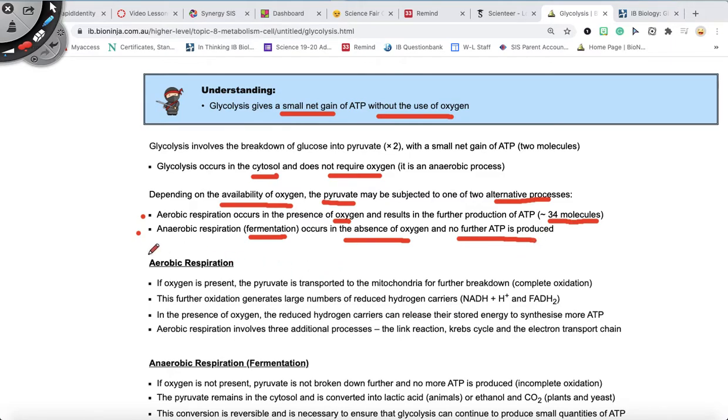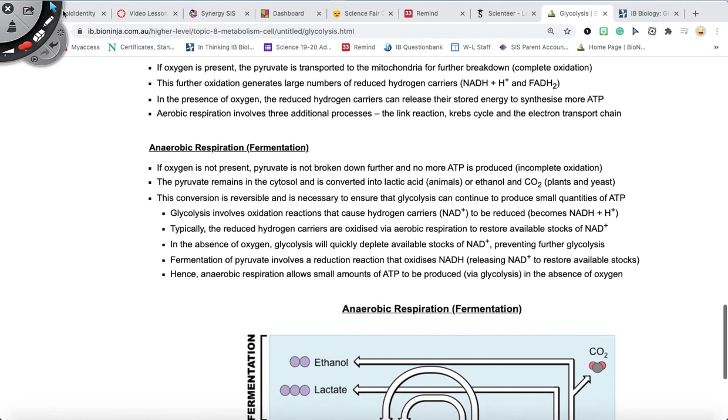So the other videos are going to focus on what happens if aerobic respiration does occur, right? The link reaction is going to happen, the Krebs cycle is going to happen, and the electron transfer chain is going to happen, and you're going to get a whole bunch more of the ATP molecules. But if anaerobic respiration happens, then we see that there's no oxygen present, pyruvate is not broken down further, and no more ATP is produced. So we call that incomplete oxidation.